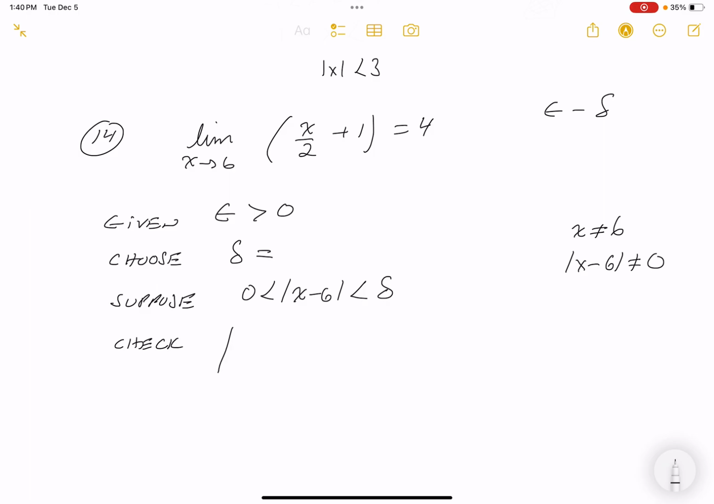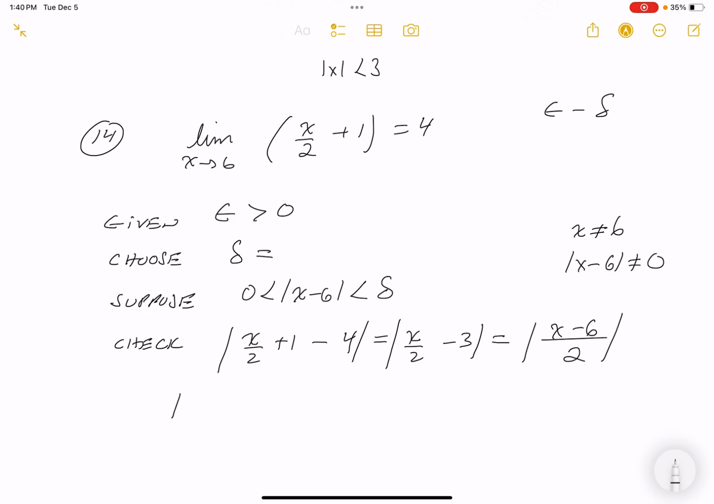What are we checking? That x over 2, the function, minus this limit value 4. Well, I want this to lead to epsilon, but I don't see it yet. So what I want to do is, maybe in steps. x over 2 plus 1 minus 4 is minus 3. So I still don't see it. And I can put a 2 here, and you would get x minus 6. I'm seeing it now, by the way.